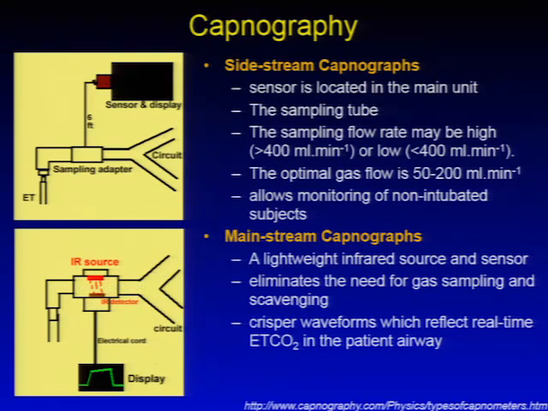This is usable even for the MAC (monitored anesthesia care) patient. Mainstream capnography is directly inserted into the Y-piece, and then a lightweight infrared source and a sensor attached here actually measure the CO2 content, which eliminates the need for gas sampling like sidestream capnography. And then it provides the capnography waveform, which reflects real-time end-tidal CO2 in a patient's airway.